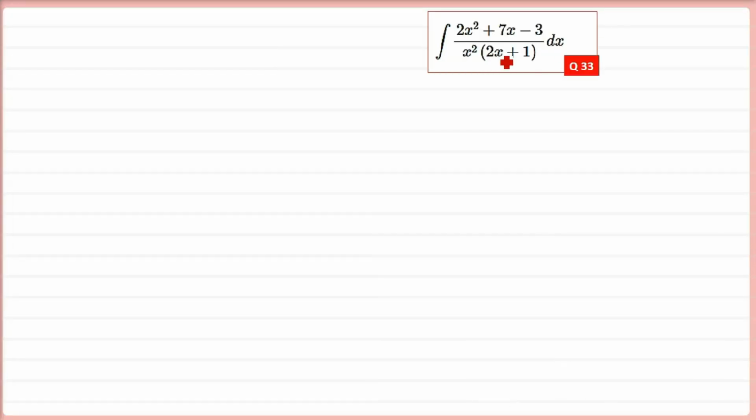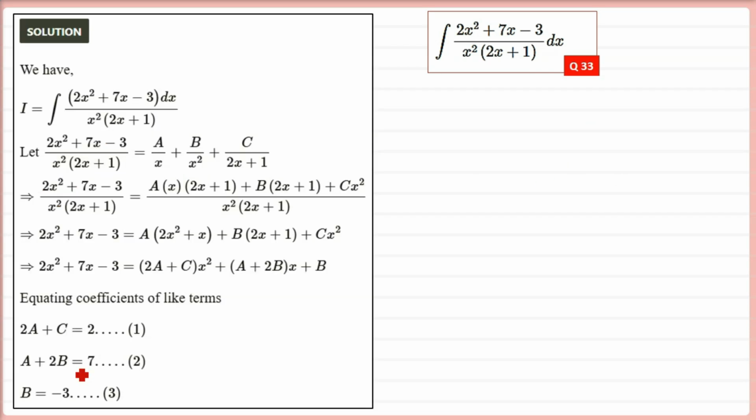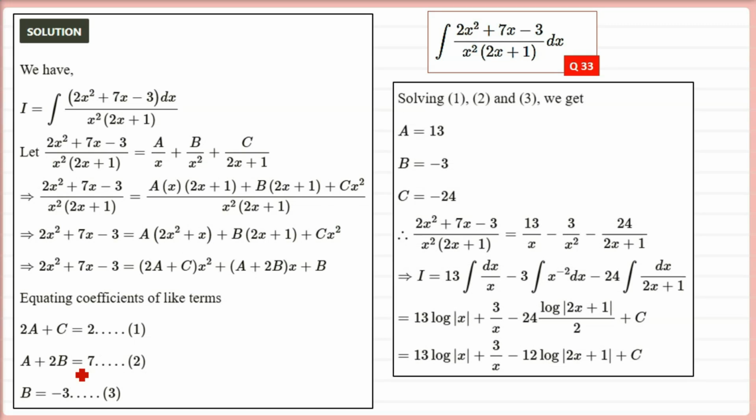And this question seems to be a different kind of question, but let me write it. How to write this? The integration will be something like this. We have (2x square plus 7x minus 3) divided by x square (2x plus 1). This x square is the main key here. 2x plus 1 you already know how to write in the partial fraction form. So a divided by x plus b divided by x squared plus c divided by 2x plus 1. Now again, 60-70 questions, so we have to skip certain questions.